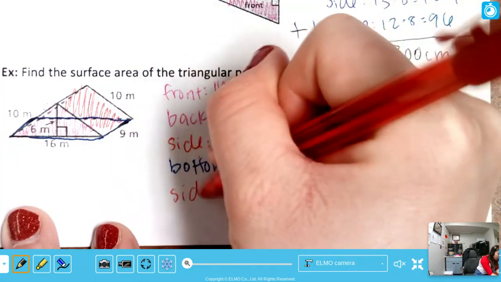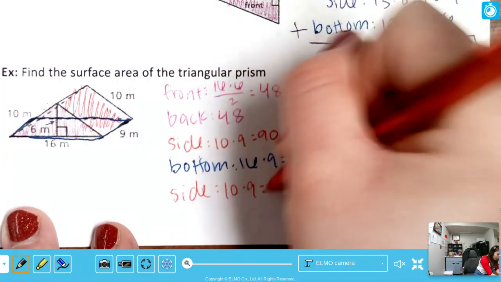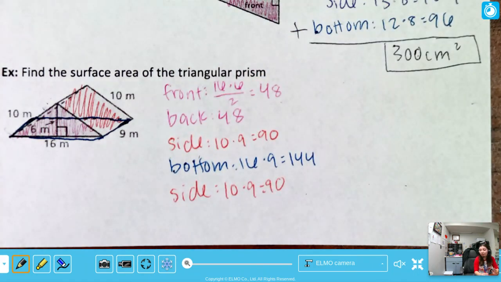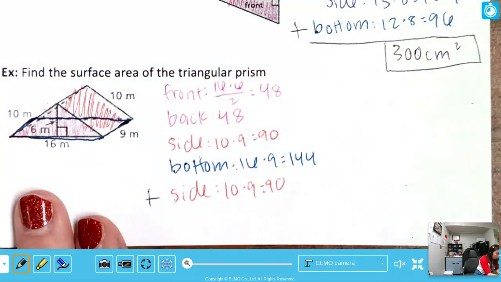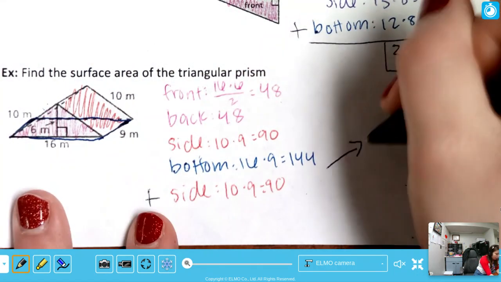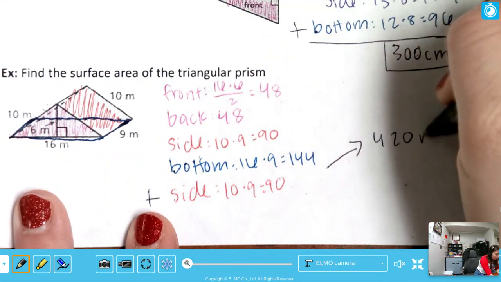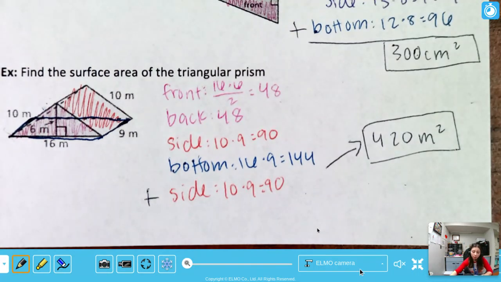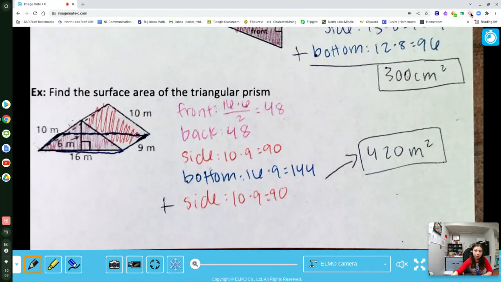So in this case, it actually did happen to be the same as one of the other sides, but that doesn't always happen. So we just want to be careful and not assume that that's going to happen. So I have the areas of all of my faces. To then get the surface area, I find the sum of them. I add them all together, and I end up with 420 meters squared. Remember, it's surface area, so we do need to label it with meters, or whatever our units are, squared.